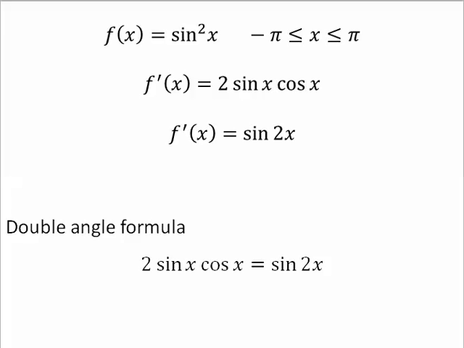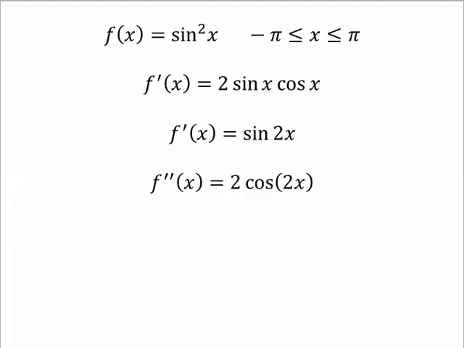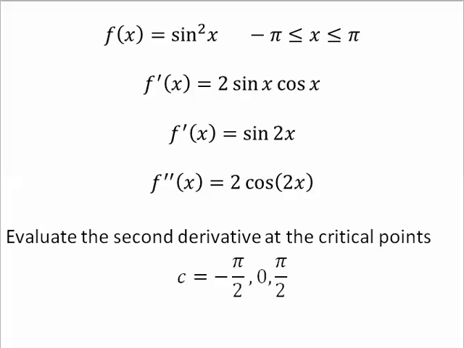Rather than using the product rule, I'm going to use a double angle formula to rewrite my first derivative. You don't have to do this, but I just think it's a little bit easier. So I now have rewritten my first derivative, and when I take the derivative of that, I get 2 cosine 2x. And what I do is I evaluate the second derivative at each of these critical points. All right, so let's do that.